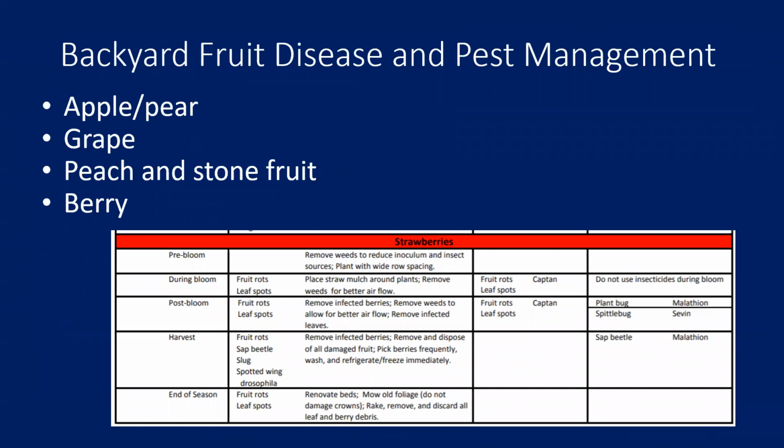For backyard fruit, I've talked mostly about vegetables, but they do also have a lot of backyard fruit disease and pest management: for apple and pear, peach and stone fruit, and berry. You can see the example below is for strawberries. On these guides, it breaks it down into growth stage of the different plants, so pre-bloom and during bloom, for instance. And on the right-hand side, it breaks it down into diseases, what needs to be done, insects, and what needs to be done.